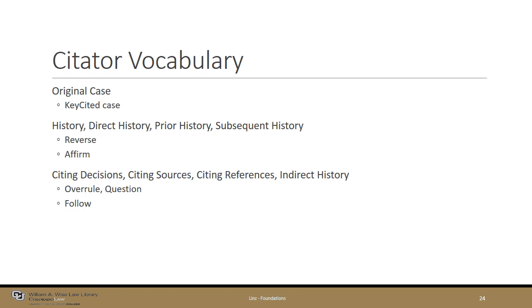But there's a different kind of history to look at when we're doing a citator report. And this is outside of the appellate line. You'll see this either as citing decisions or citing sources or citing references or even indirect history. And this is cases which have cited our case either positively or negatively, right? And what you'll see for the types of language discussing those cases is either overruled or questioned or followed. If the later case liked the earlier case, they'll say that they followed.